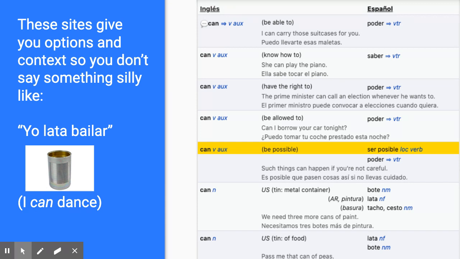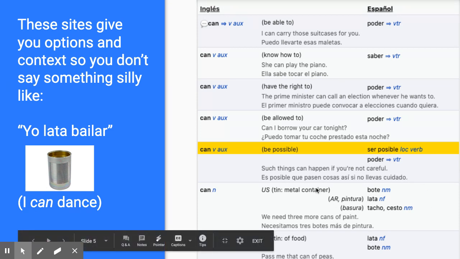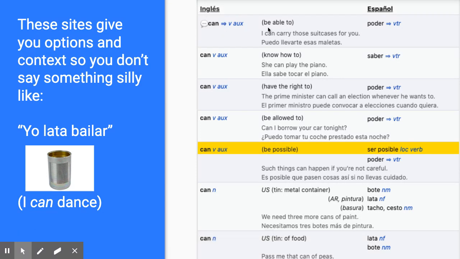So that way you're not going to say something silly like one of my students once said, "Yo lata bailar." I can dance, but not can like to be able to, can like a metal container. So basically, they said, I metal container dance. If they had used something like WordReference, they would have seen, okay, no, that's not the right can. I want to say to be able to. So I want to say, "yo puedo bailar." Okay, and so it gives really nice examples of how you can use those words in a sentence, and it's a lot better for learning than just simply plugging something into Google Translate.